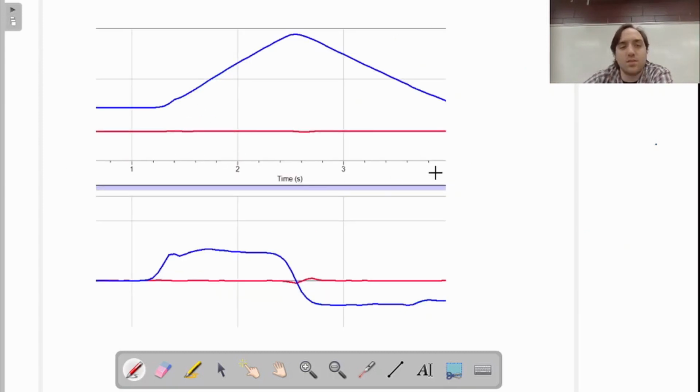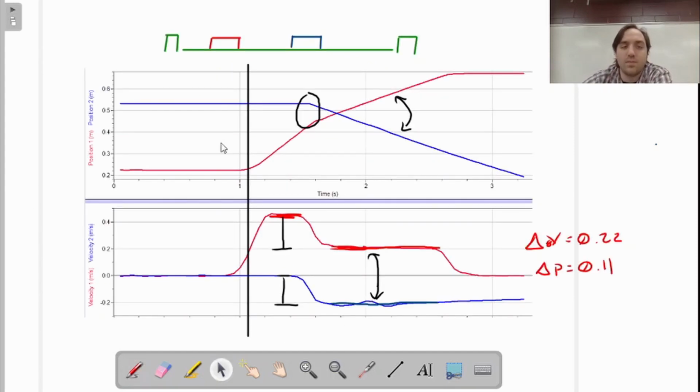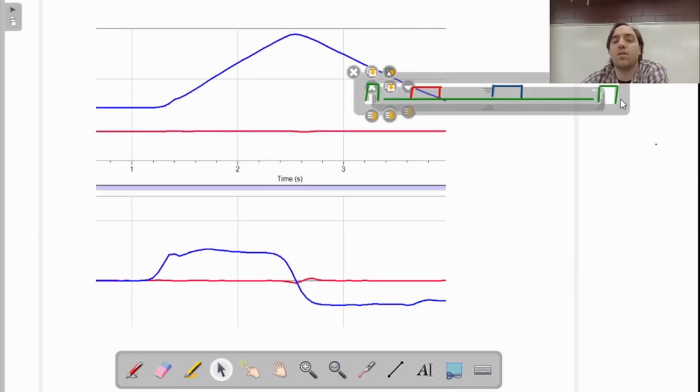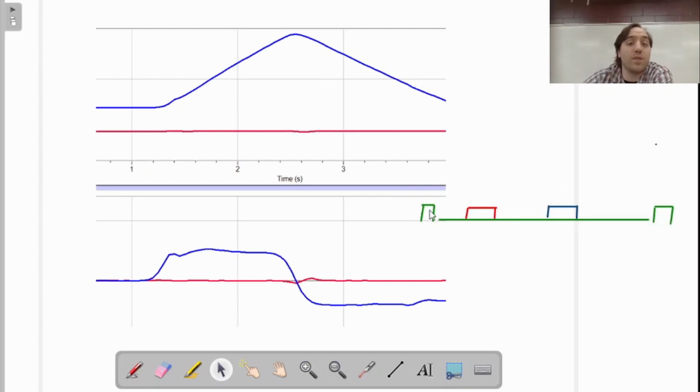In this case, it's the same setup as before, with a cart and track, only in this case the red car isn't moving. How do we know? Well, in the position time graph, the red line doesn't move.